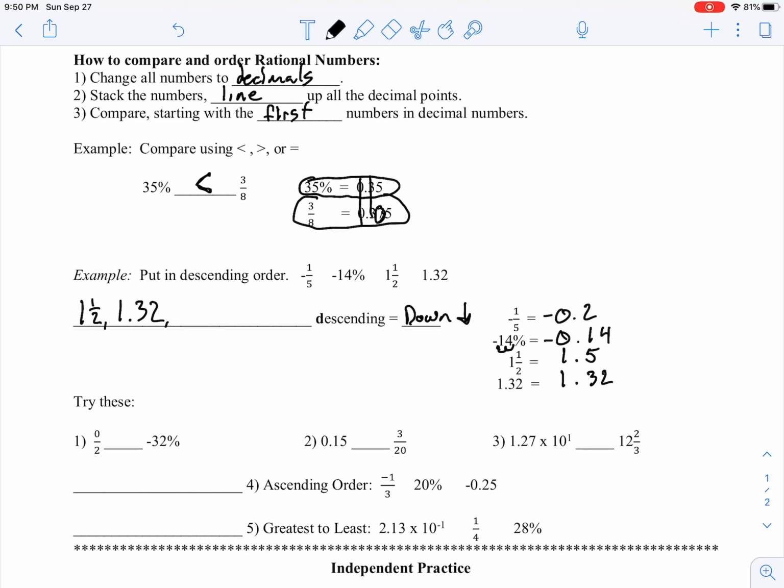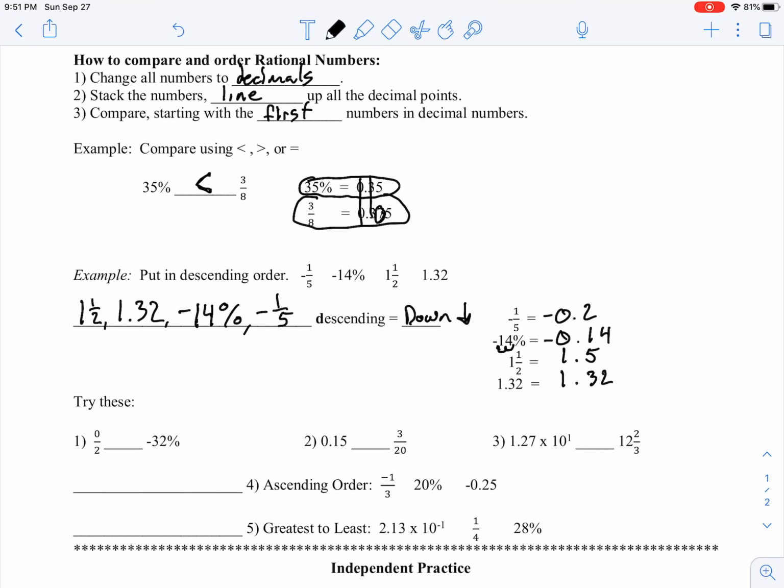And then we have to compare these two negative numbers. So remember, the bigger the numbers get when they're negative, the smaller they really are. So we're going to compare the 2 and the 1, and 1 is closer to 0 than 2 is in the negative sense, so negative 0.14 will be bigger than negative 0.2. So we've got negative 14%, and leaving us finally with negative 1/5 here.